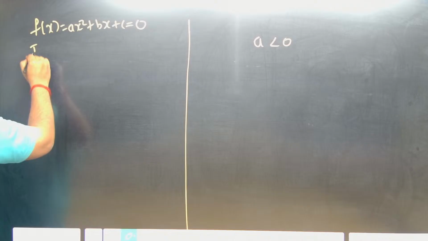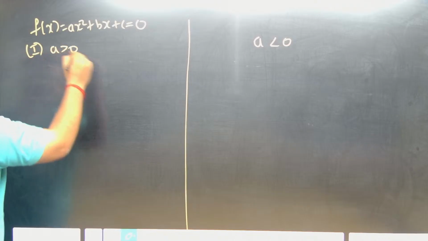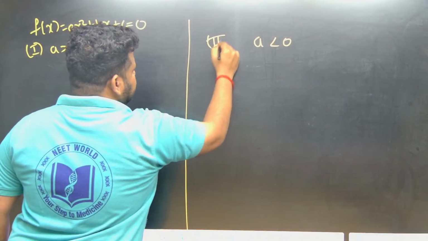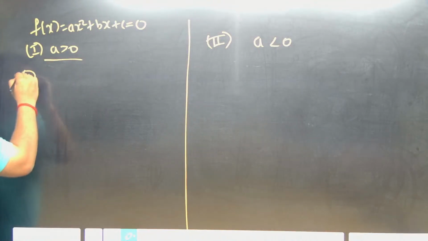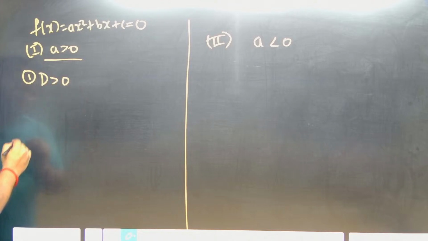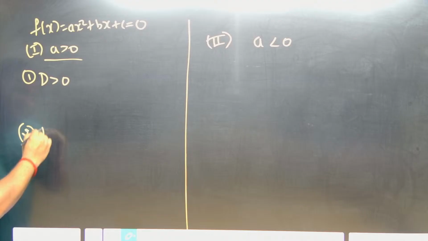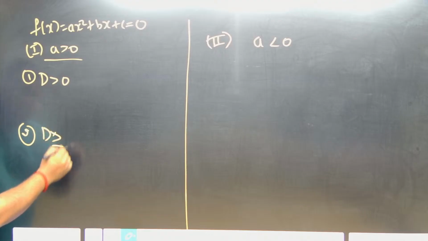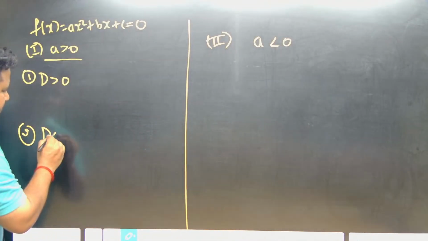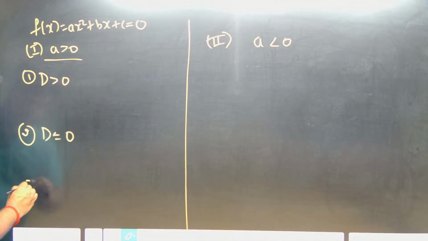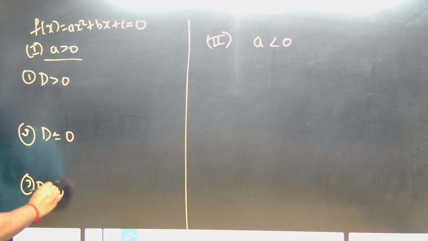Okay, first condition is a is greater than 0, second condition is a is less than 0. In a is greater than 0, we will have three conditions. One is what? The discriminant is greater than 0. Here I am talking about graphs of quadratic expressions. Second one is d is greater than or equal to 0, not a greater than, you can write it as equal to 0. Next thing we are having d is less than 0.